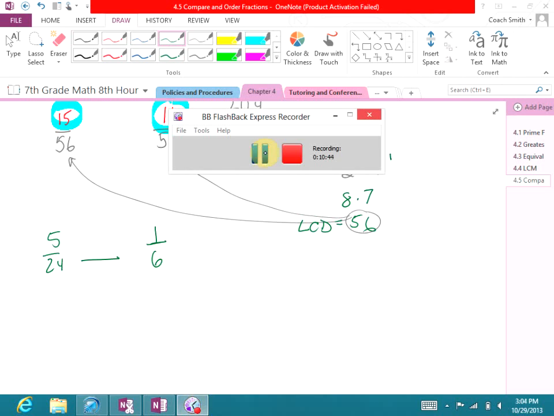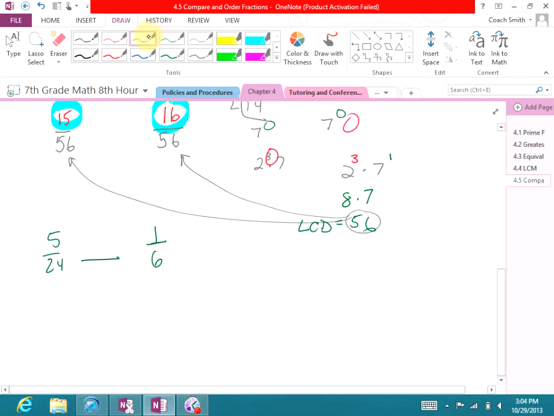So the common denominator is 24, so what were your new fractions, Gracie? 5 24ths and 4 24ths. So which one is greater? 5 what? 5. Okay, so the greater than sign goes in the blank.